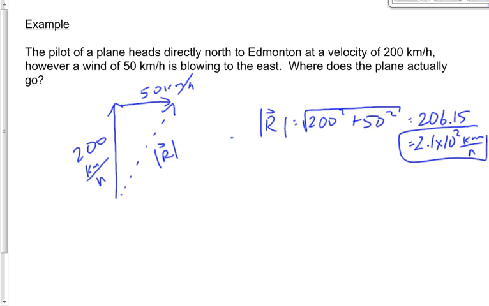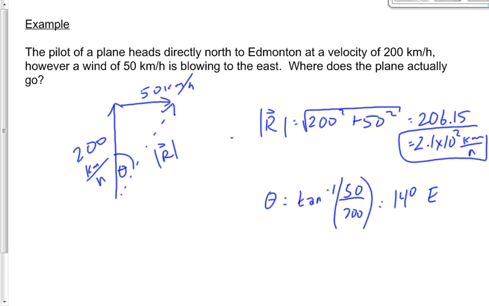Okay, theta, we got to find the direction at which the plane actually ends up going. It's going to be the inverse tan function of opposite over adjacent, 50 over 200. It's going to be a fairly small angle. I'm going to say 20 degrees. 14 degrees. And what would that be? 14 degrees what of what? Sam? It would be east of north.